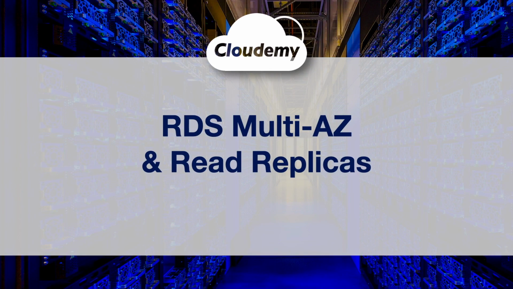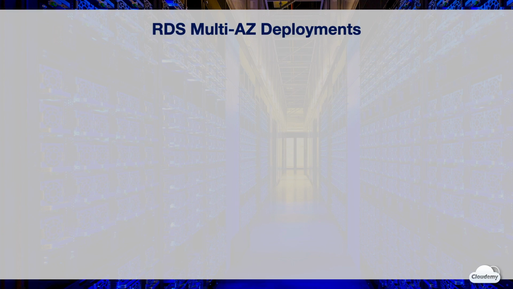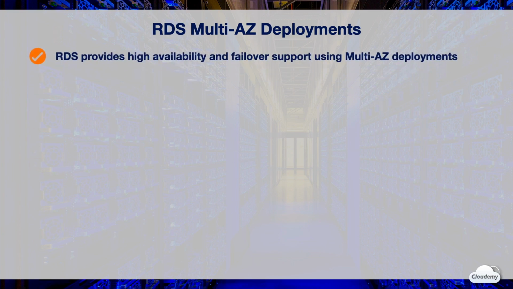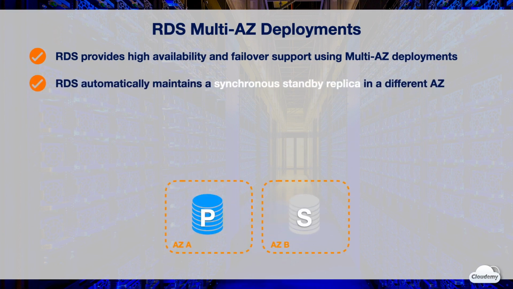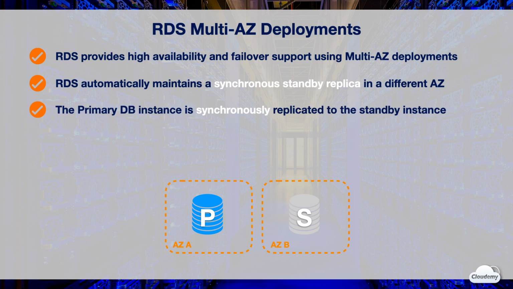In this episode, we're gonna look at RDS MultiAZ deployments and read replicas. RDS provides high availability and failover support for DB instances using MultiAZ deployments. In a MultiAZ deployment, RDS automatically provisions and maintains a synchronous standby replica in a different availability zone. Data in the primary DB instance is synchronously replicated to the standby instance, to provide data redundancy, eliminate I/O freezes, and minimize latency spikes during system backups.